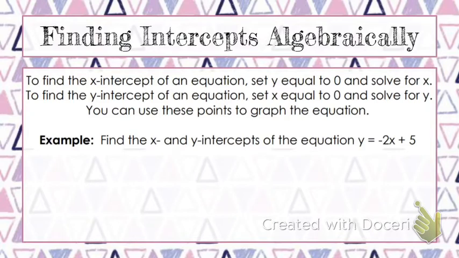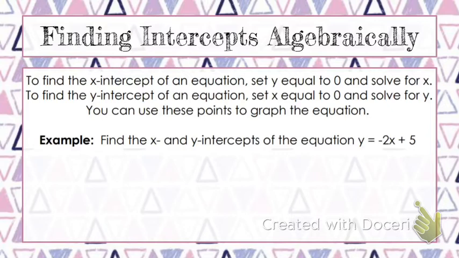So it was pretty easy on that graph to see the points where it crosses the axes. Okay, so visually, it's easy to find the X and Y intercept. You just look where it crosses. But what if you only have the equation? You don't actually have the graph in front of you.